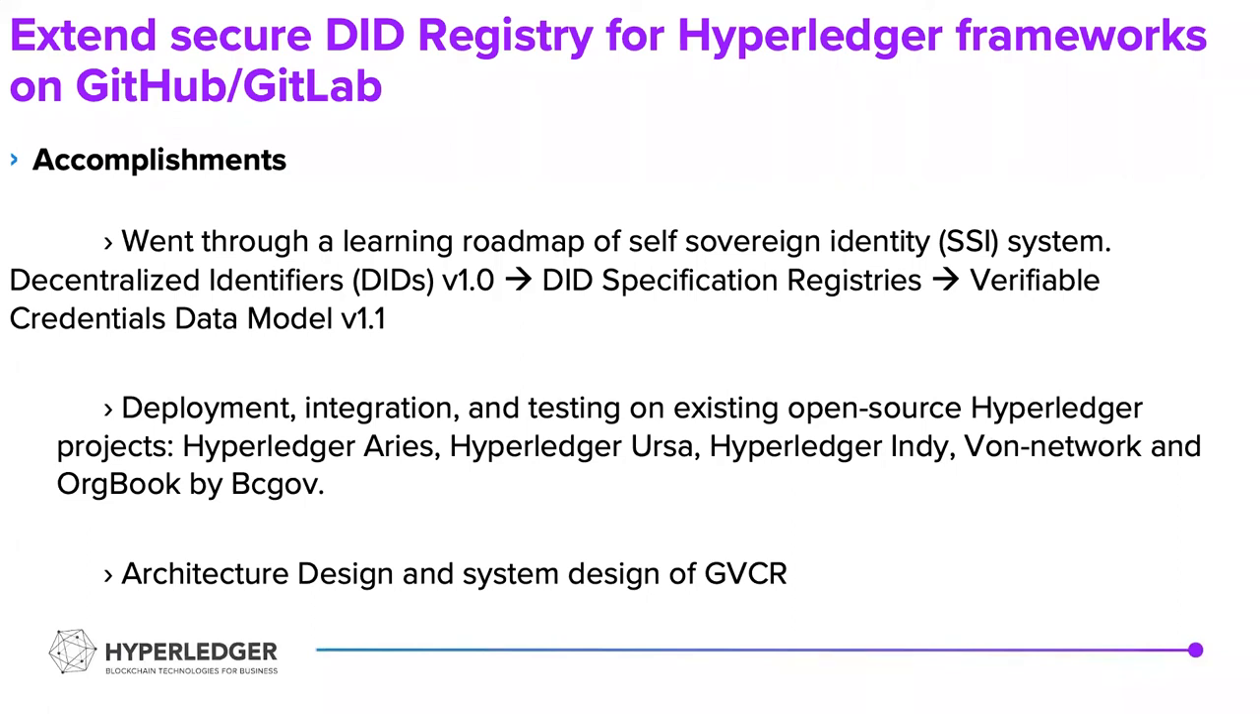So for the accomplishments, I went through a learning roadmap of the self-sovereign identity system, in which I read a lot of specifications and papers, from the decentralized identifiers to the specification of the registries, and also the verifiable credential data model. Next, I have deployed, integrated and tested a lot of existing open source projects relevant to our project. They are like Hyperledger Aries, Ursa, Indy, and the VON network and the other books provided by BCGov. And also I have completed the architecture design and system design of our GVCR.